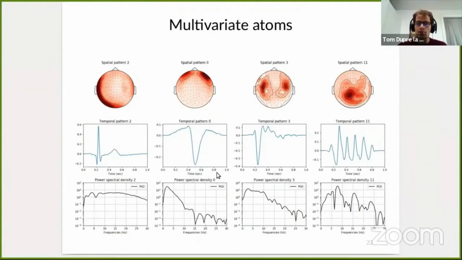Here is another pattern that is well extracted as well. It is associated with the eye blinks. You have here the pretty prototypical waveform. And here you have 2 other examples. The first example is something that is related to the trigger of the experiment, so that is well located in time. And another pattern here is a more sustained rhythm that is located here in the occipital region.